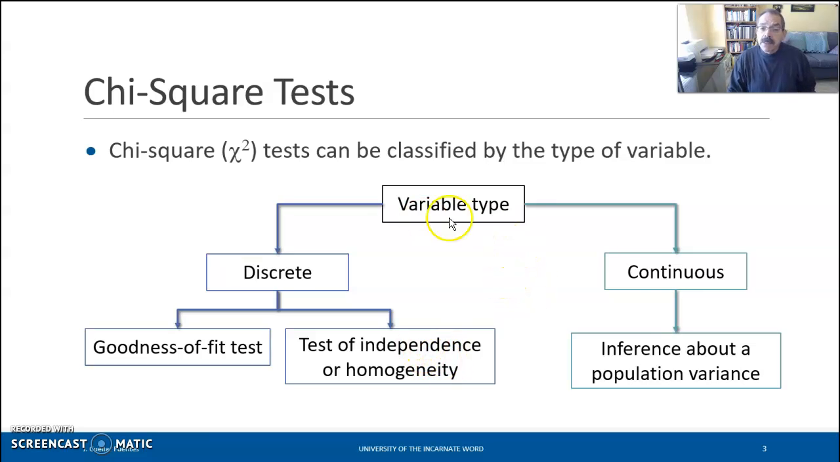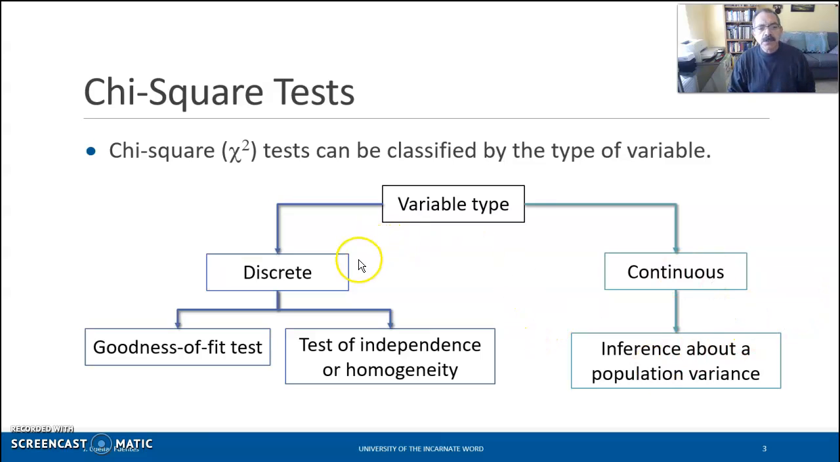And in these you have more than one variable. Now, if the variable type is continuous, then the chi-square distribution is used to make inferences about a single population variance, either testing a hypothesis or constructing a confidence interval.